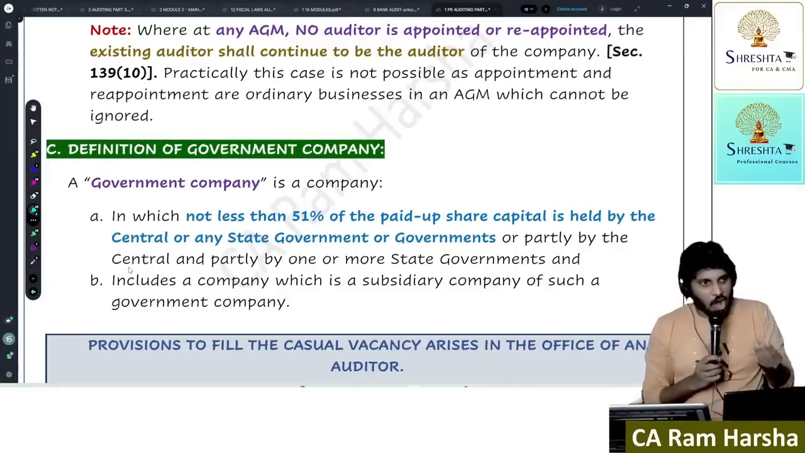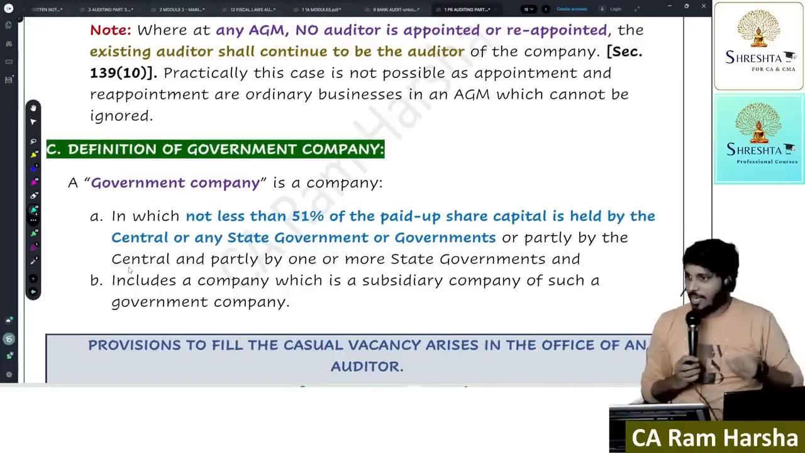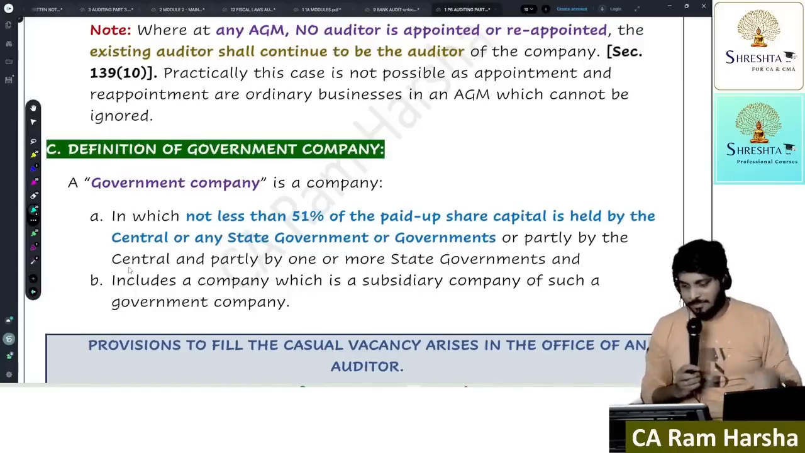You should ask the concept. Yes or no? You should test the concept and analytical skills of the student.